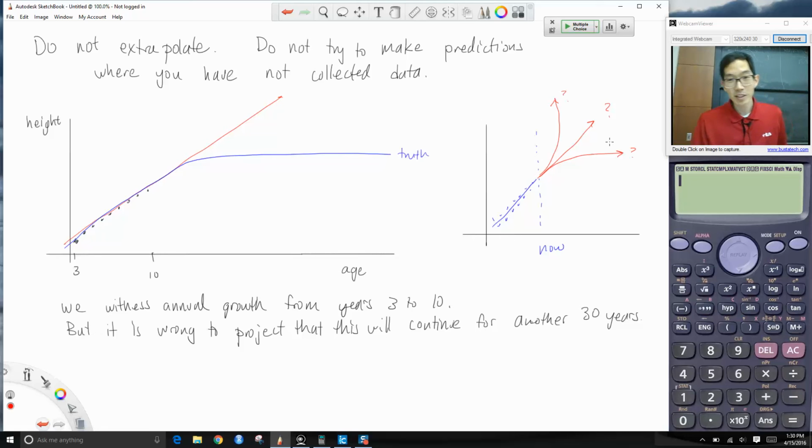All we can say is, in the past, we have seen a linear relationship. And maybe this can hold for the next 2 weeks. Depending on what we're talking about, maybe we can make predictions a tiny bit into the future, like a year into the future. But anything beyond that, we're really entering the land of mystery and the unknown.